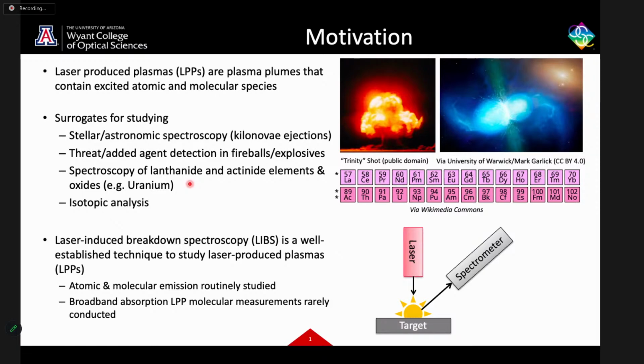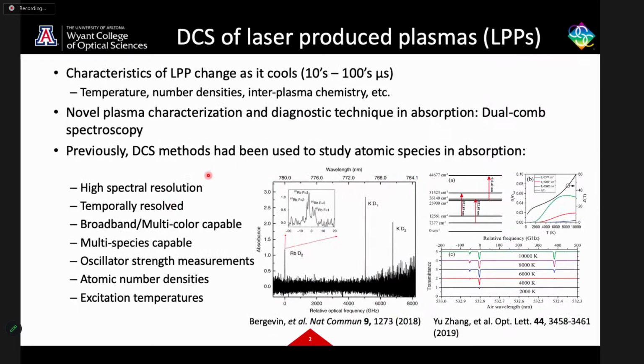However, broadband absorption spectroscopy isn't commonly conducted using this technique, which is unfortunate because you can extract a lot more direct information from absorption features than from emission. Additionally, a laser-produced plasma is a transient and dynamic phenomenon.